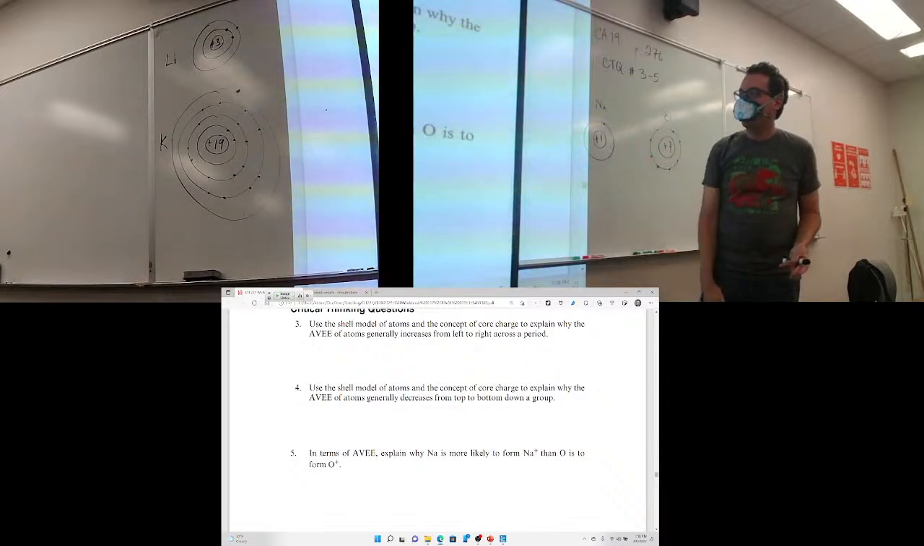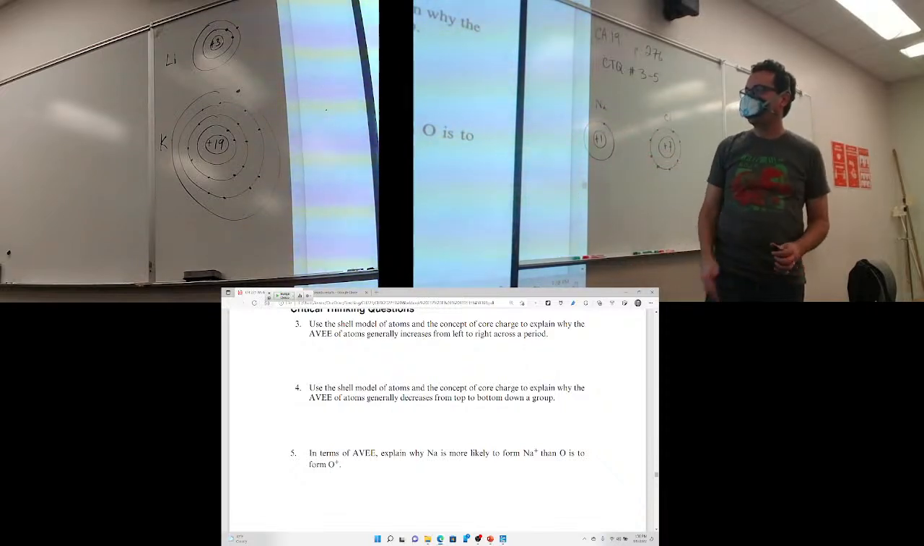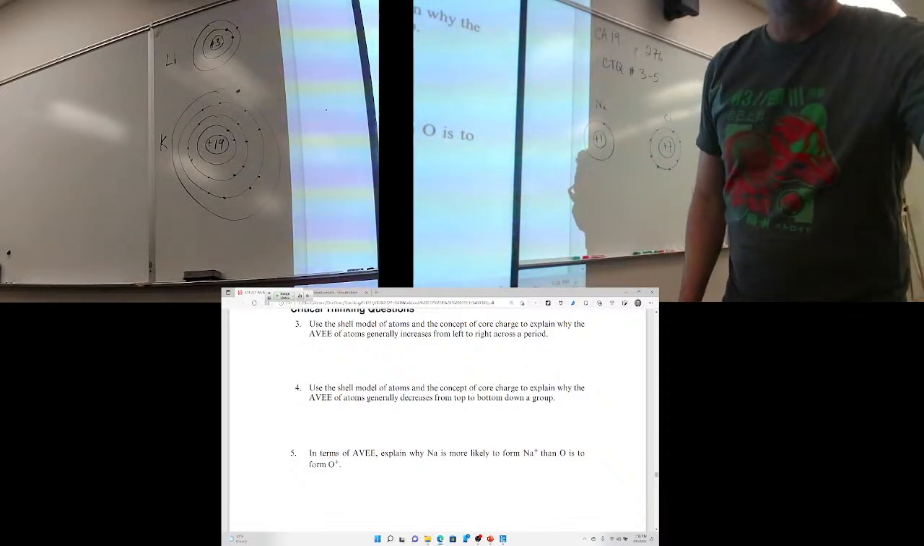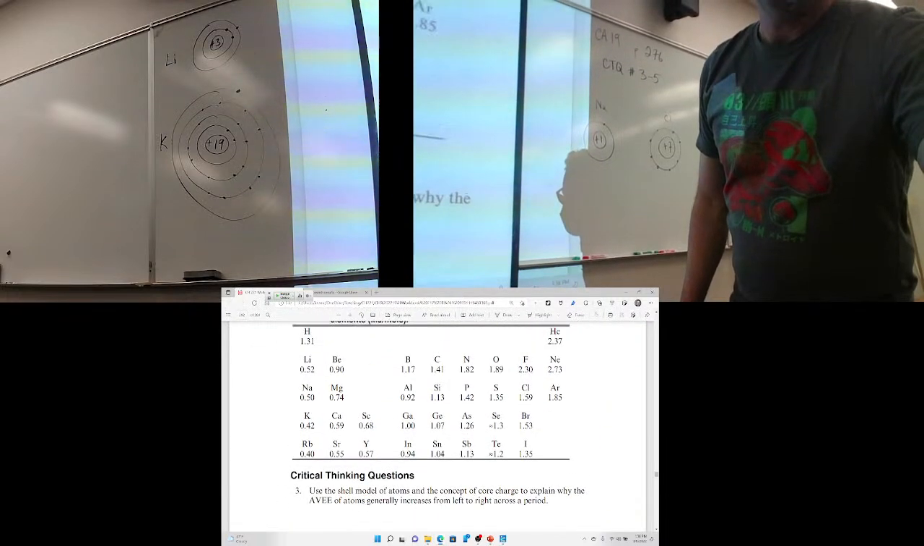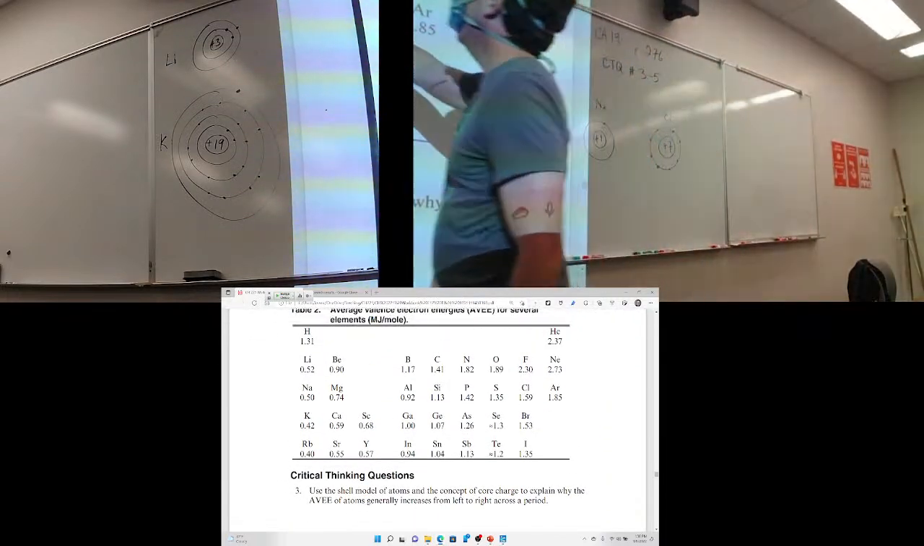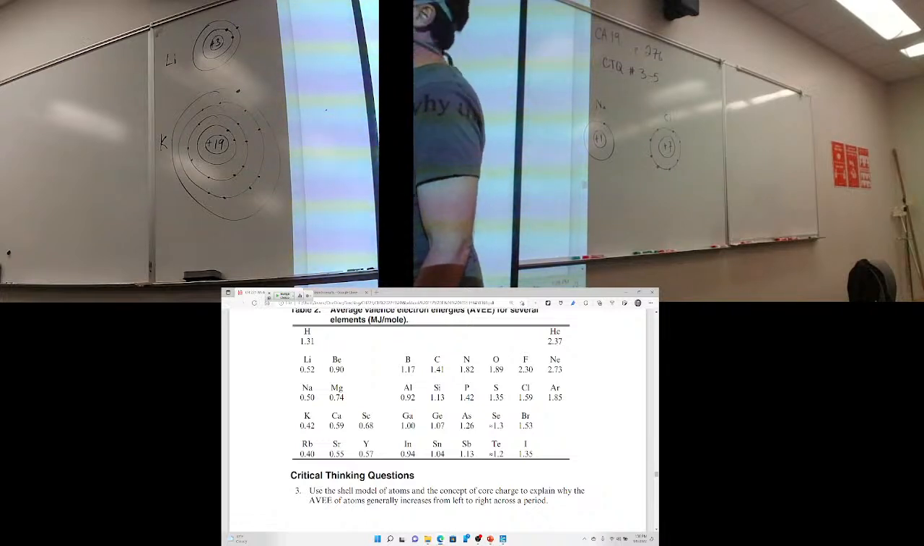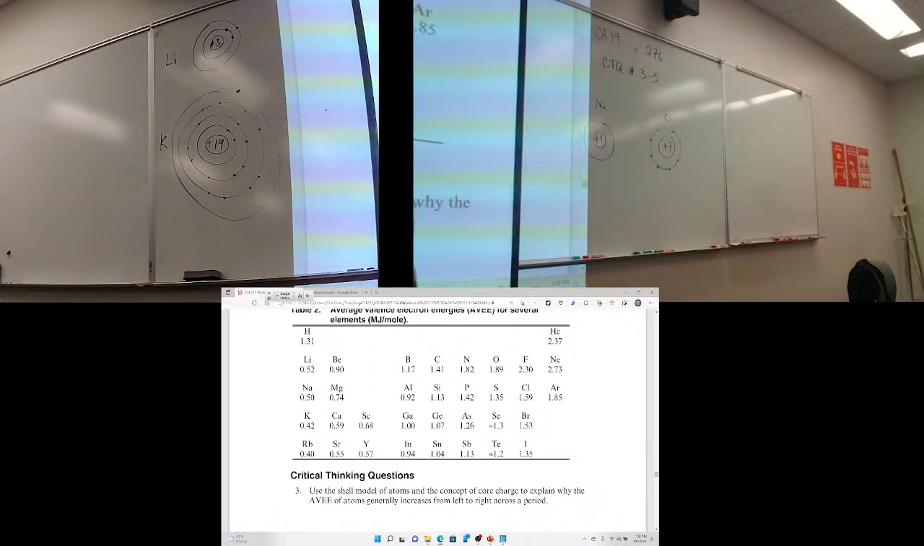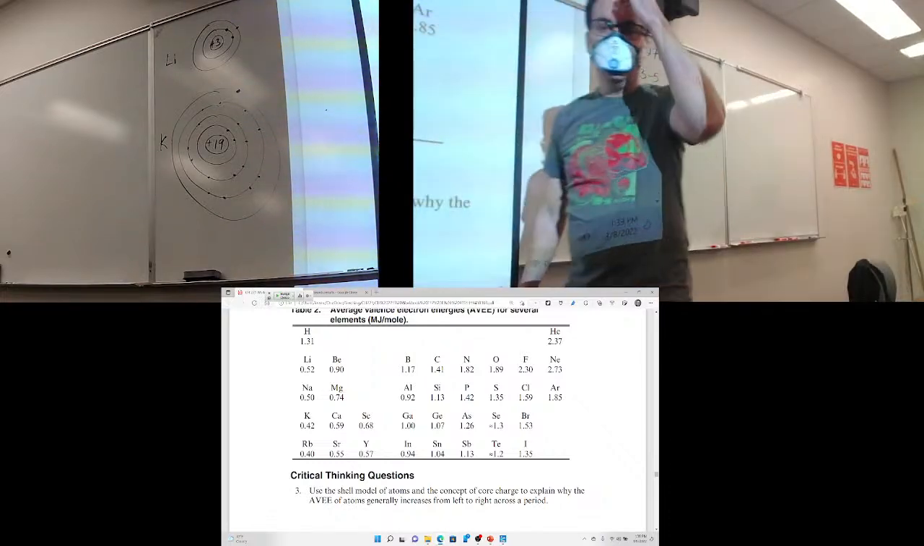So let's explain why Na is more likely to form Na+ than O is to form O+. So it costs this much energy to remove one of the valence electrons for O, but it costs this much energy to remove one of the electrons for Na. This is easier to form Na+. It's easier to remove an electron here than it is from here.